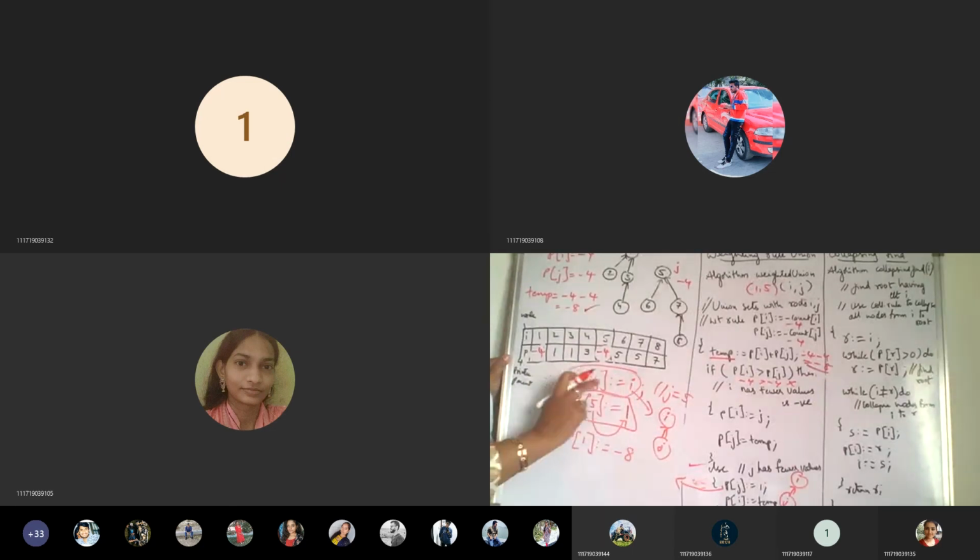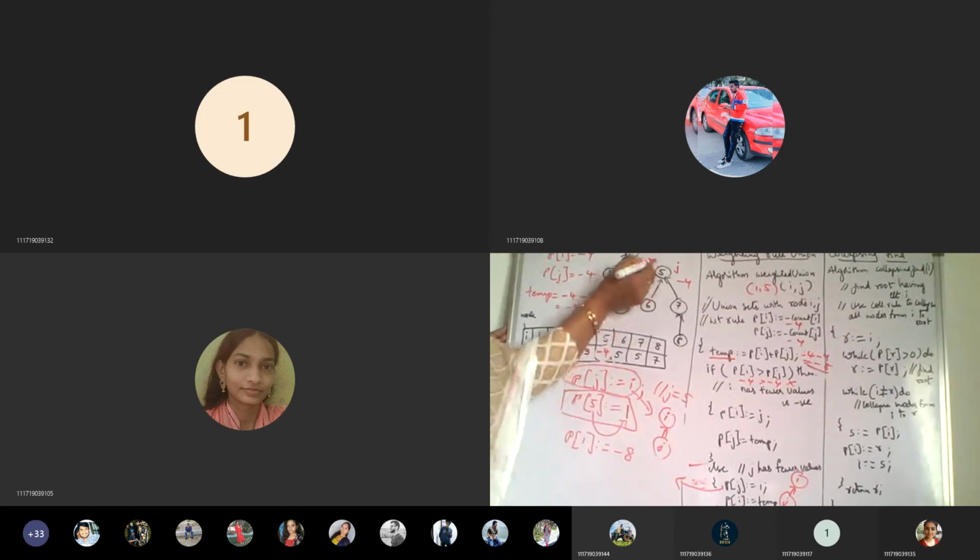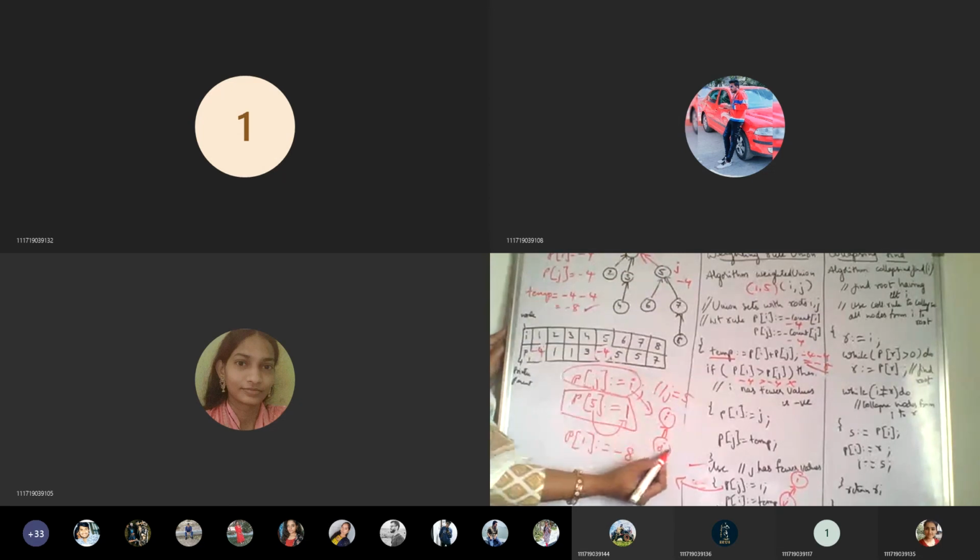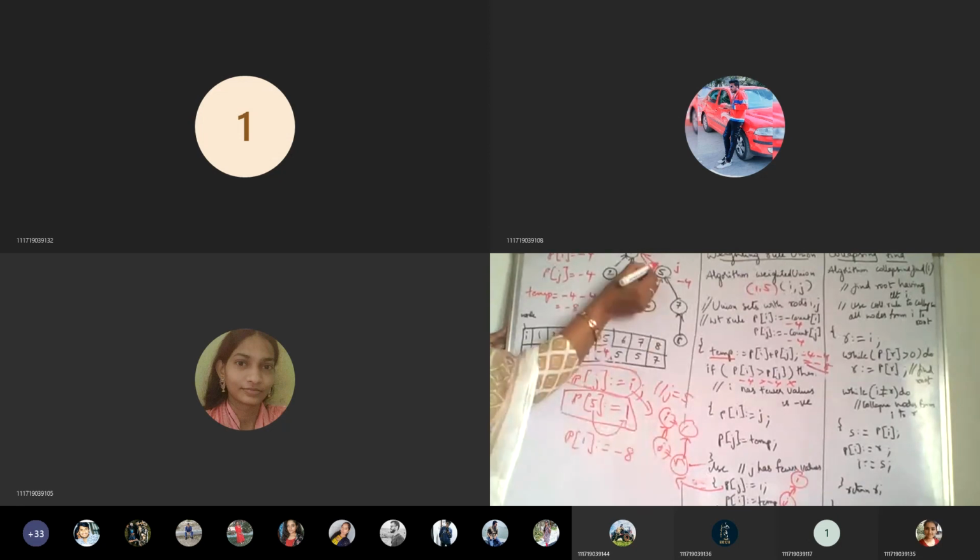Okay, so P of J is equal to I means I is the parent and J is the child. How is it, you may ask. That's what I'll tell you now. P of J, what is J here? 5. So P of 5 is equal to, what is I? I is equal to 1. So P of 5 is equal to 1. That means you are giving a link from 5 to 1. So our J is 5 and I is 1, and from 5 to 1 you give the link. This is the link I have given.